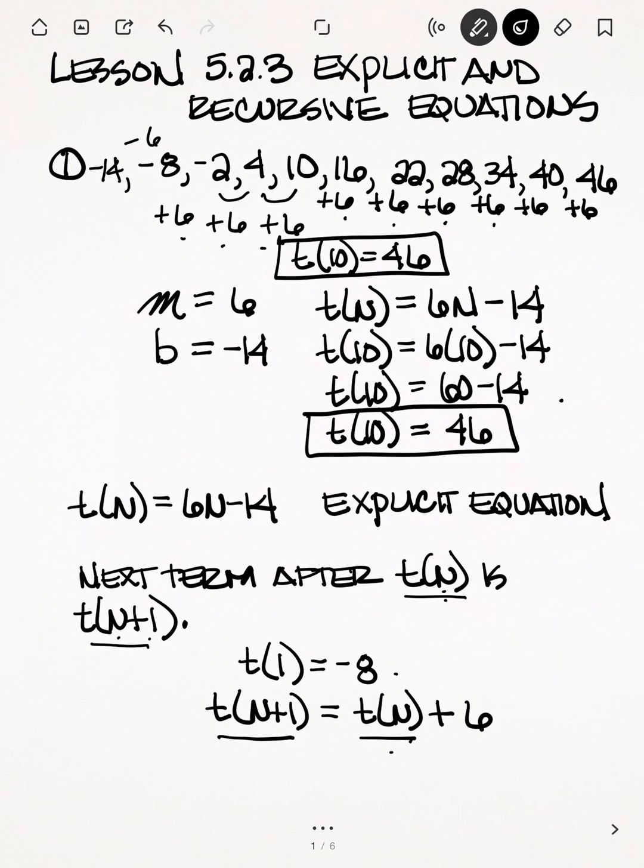The problem with this equation is, if I ask you to find the 100th term, you would have to know the 99th term before you could find it. Where in this equation up here, if I wanted to find the 100th term, then all I would have to do is plug it into that equation. It would tell me the answer. All right, let's move on.